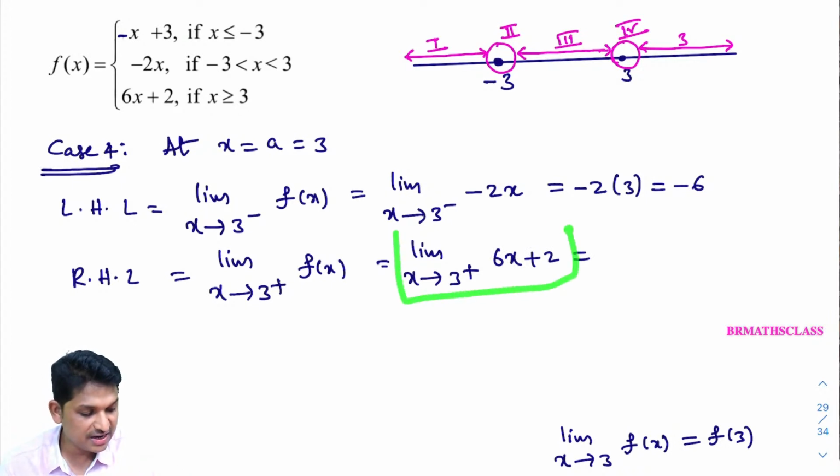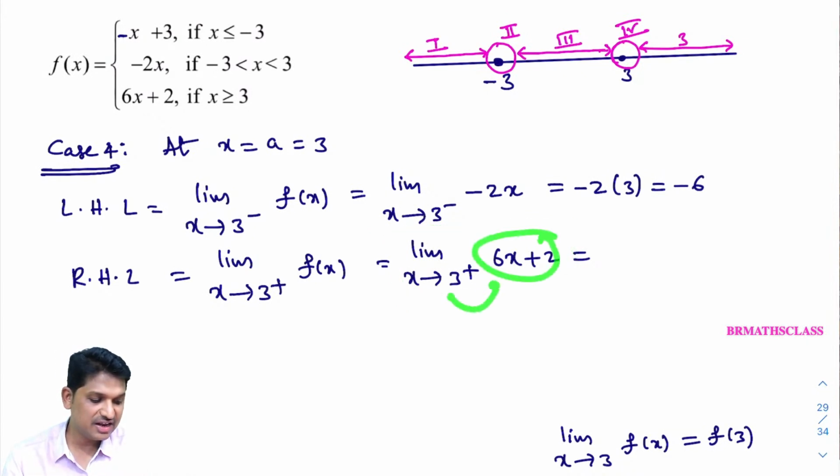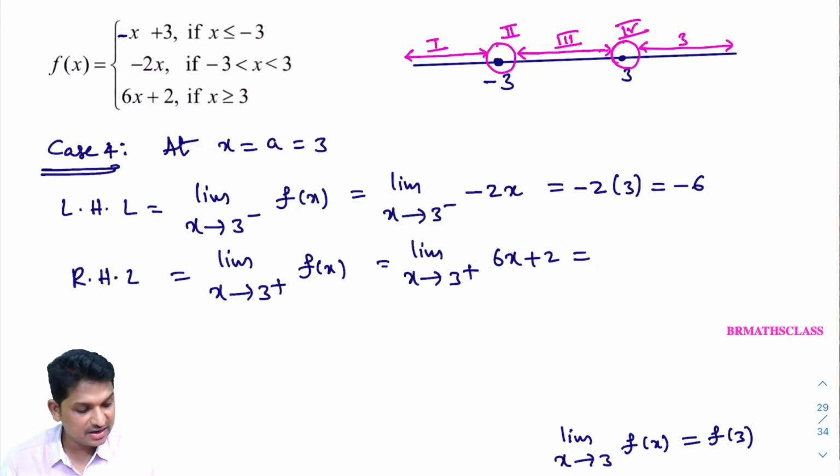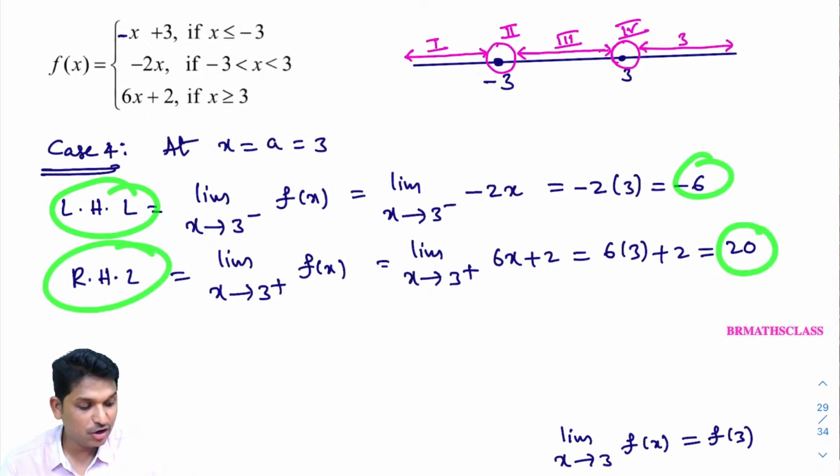Now I need to calculate the limit of this. How to calculate it? In the limit chapter, for any problem, first we try the direct method. So wherever x is there, you write 3. Then what will you get? 6 into 3 plus 2, that is 18 plus 2, that is 20. So when I calculated the left hand limit, I got minus 6. When I calculated the right hand limit, I got 20.